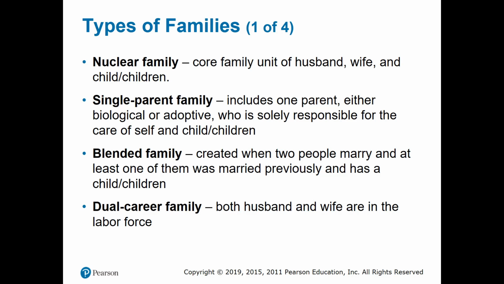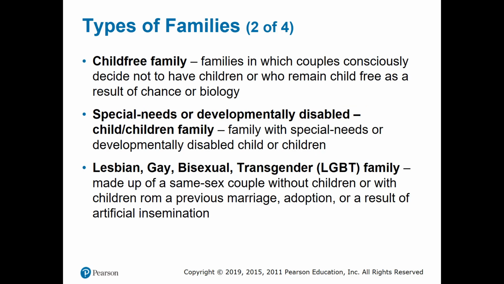The dual career family: both husband and wife, or both spouses or parents, are in the labor force and employed. A child-free family: families in which couples consciously decide not to have children, or who remain child-free as a result of chance or biology. And once again, this could be connected or referred to as a nuclear family.